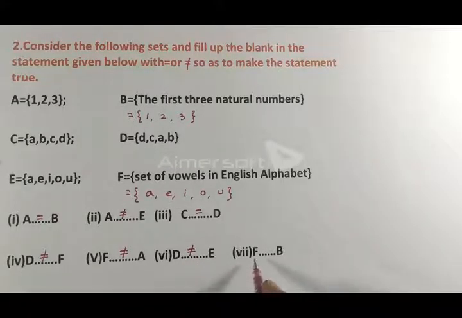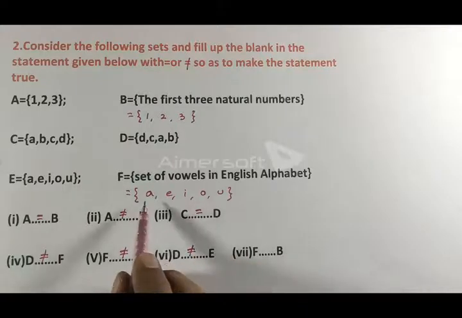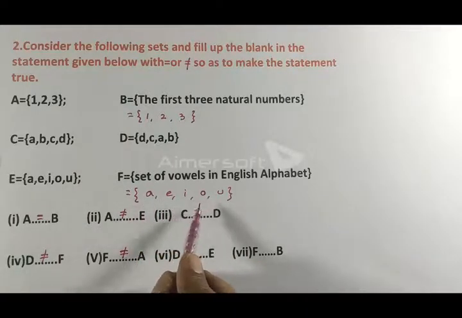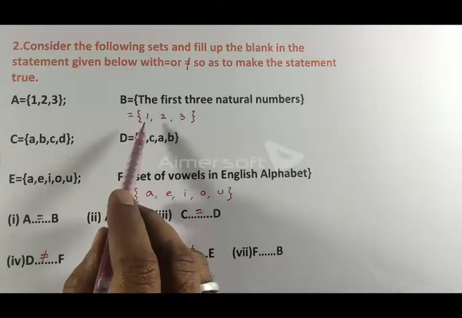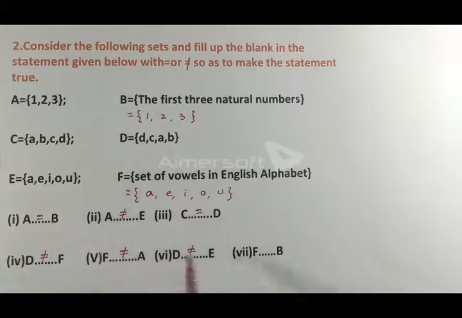Seventh one, F dash B. F contains A, E, I, O, U, the vowel letters from the English alphabet, and B contains the first three natural numbers. So F may not be equal to B. So we can write F is not equal to B.